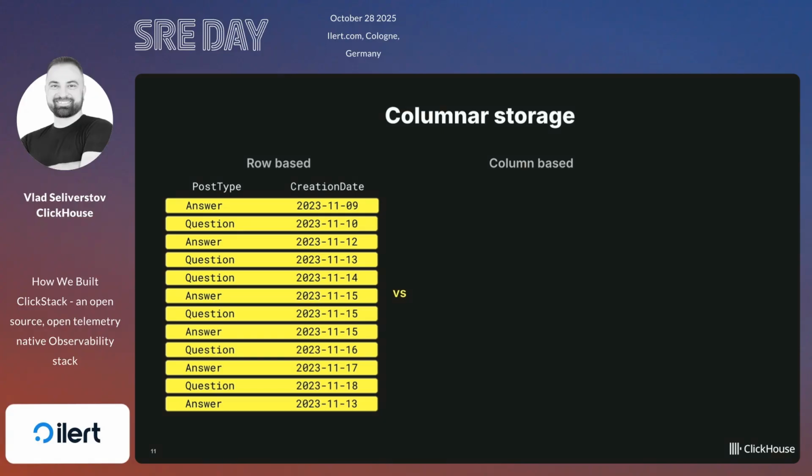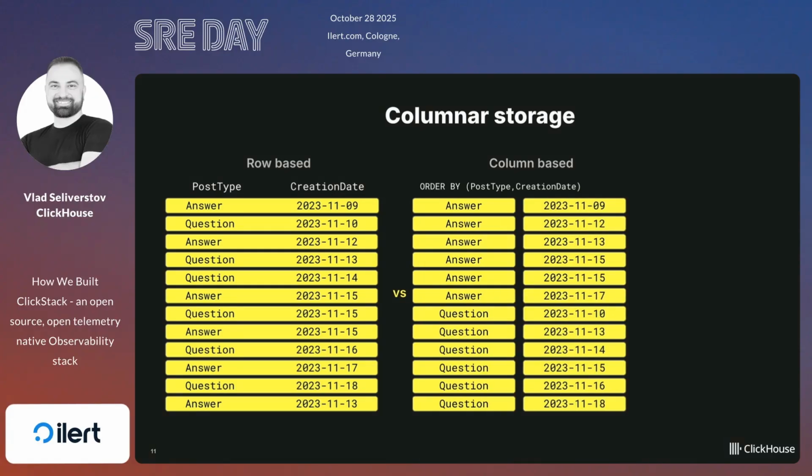That makes the layout on disk much narrower, and it's much more efficient for analytics if you're not operating with a full data set. If you're not doing a select star, you're going to select just some columns, you're just going to get the columns you want. We can also order the data by specific columns. In this specific example, a Stack Overflow posts data store, they're ordered first by post type and then by creation date.